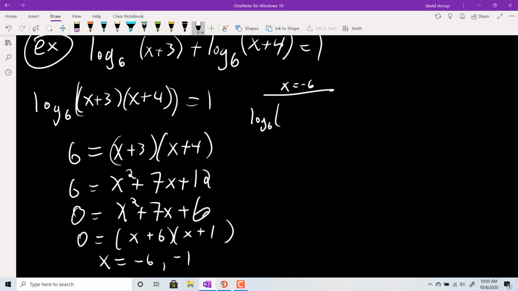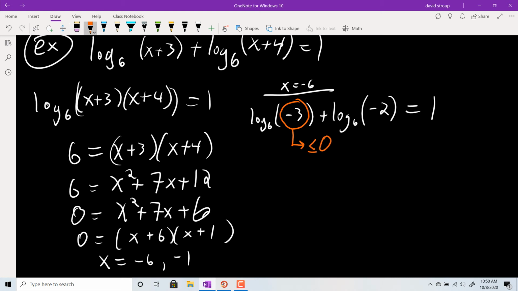Log base 6 of negative 6 plus 3 is negative 3, plus log base 6 of negative 6 plus 4 is negative 2, equals 1. Okay, as soon as you get a negative inside a log, if this number here is less than or equal to 0, you're done. That means it's not a solution, because you can't take the log of anything that's less than or equal to 0. Okay, so we throw that answer out. That's not going to work.